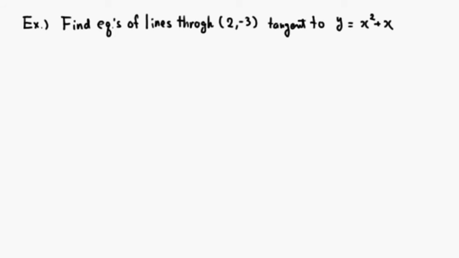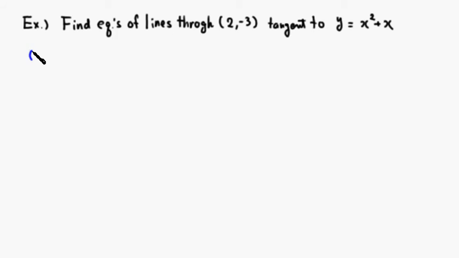Alright, let's look at an example from the lecture today. Find the equation of the two lines through (2, -3) that are also tangent to y equals x squared plus x. Alright, so let's do that. We need two pieces of information as usual.